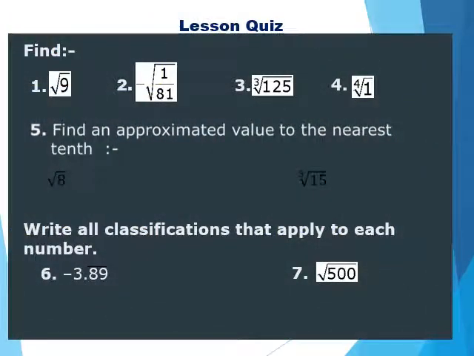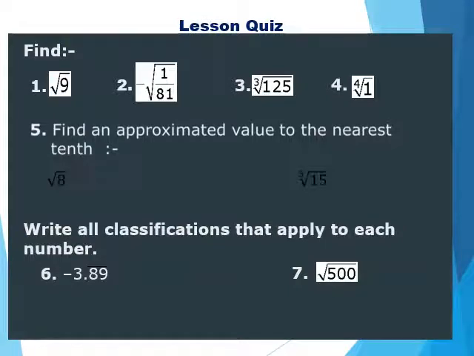Lesson quiz. Find: number 1, root 9; number 2, negative root of 1 over 81; number 3, cube root of 125; number 4, fourth root of 1; number 5, find the approximate value to the nearest tenth of root 8 and cube root of 15. Write all classifications that apply to each number. 6, negative 3.897; 7, root 500.